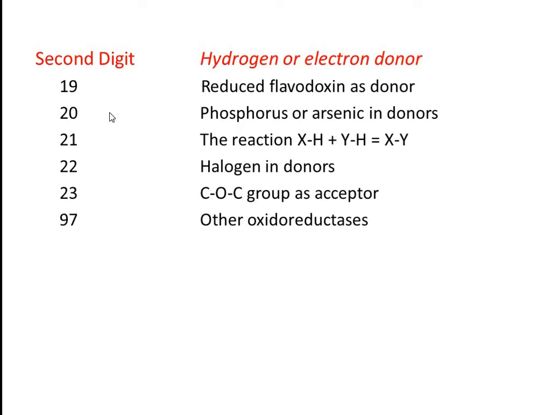If it is 20, it indicates phosphorus or arsenic as a donor. If it is 21, it indicates that there is direct transfer of electrons from one substrate to another substrate, and the reactions are of the type XH plus YH equals XY. If the second digit is 22, then it indicates that the donor is a halogen. If the second digit is 23, it indicates that the COC group acts as an acceptor, and the second digit 97 is reserved for other oxidoreductases.